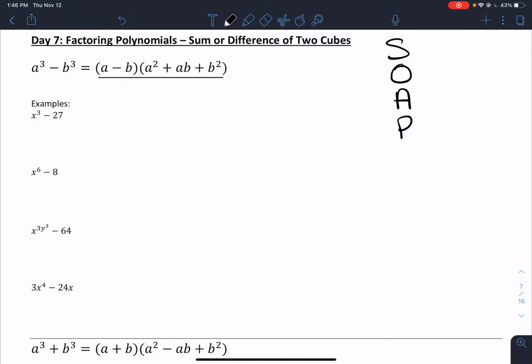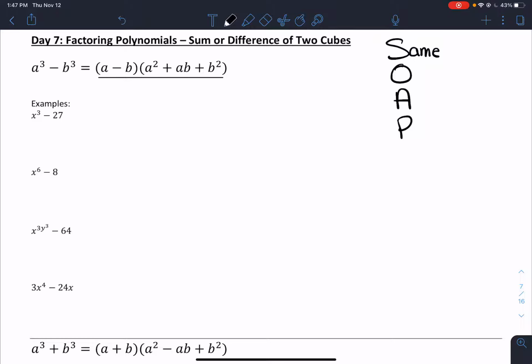All right, because you'll notice that we're also going to do a sum of cubes. That's the next section, and it's the exact same pattern. The signs are just different, and the SOAP here, you don't forget to use your SOAP, is just a way for us to remember the signs that we have going on here. So the first sign is always the same. So if you're doing a difference, it's a minus sign. If you're doing a sum, it's an addition sign.